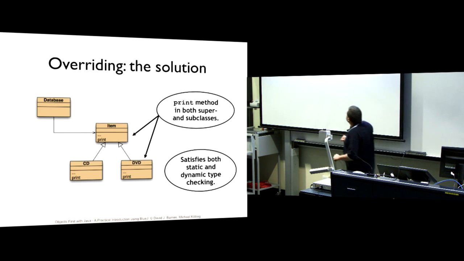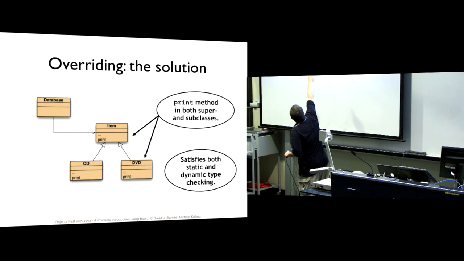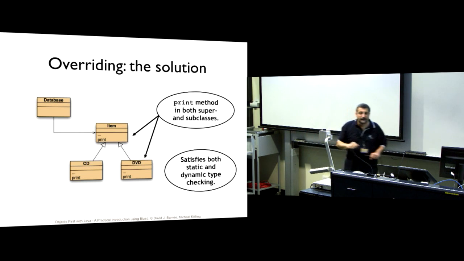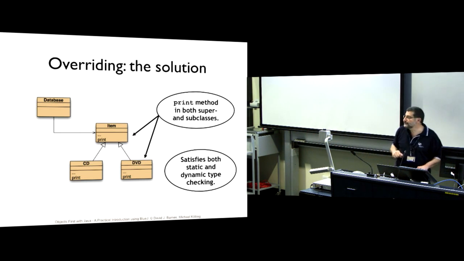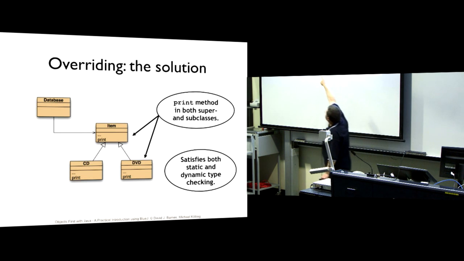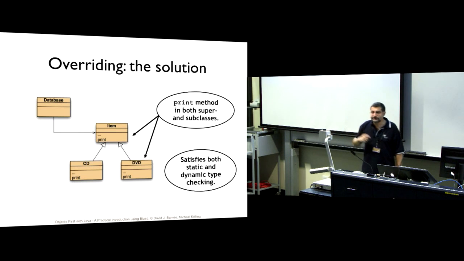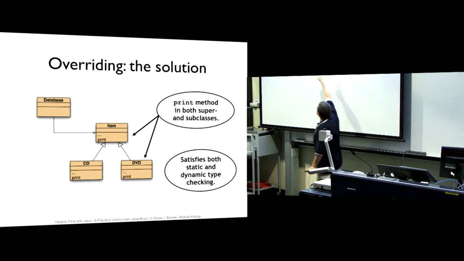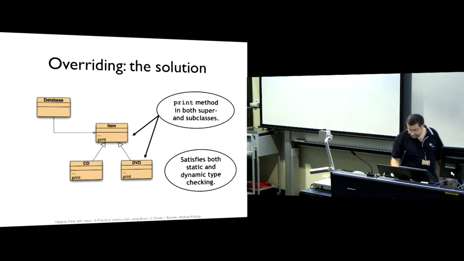However, if you do this and have override and allow it to override, so you declare print to be present in item, but you still have your generic type, and then you also do the overriding in CD and DVD, that will work. It might seem a bit weird, but it actually does work.